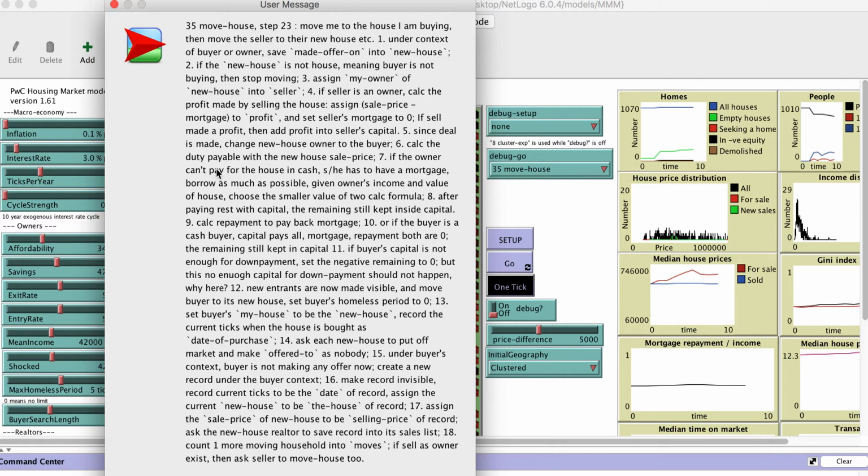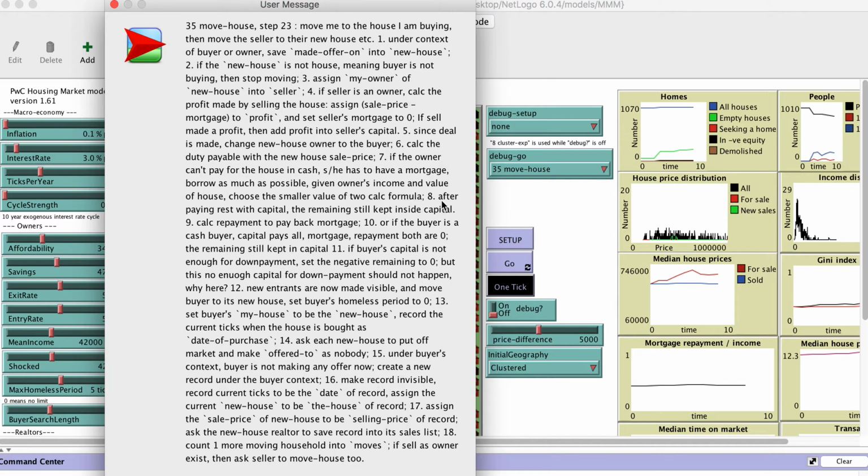And if the owner cannot pay for the house in full cash, then the owner has to get a mortgage. And since he's going to get a mortgage, nobody is going to ask for a smaller mortgage. He will ask for the mortgage as big as possible. Okay, given the owner's income and the value of the house, he will ask for the mortgage as big as possible. And here we have two formulas to calculate the mortgage, and we will choose the smaller value provided by either of the formulas.